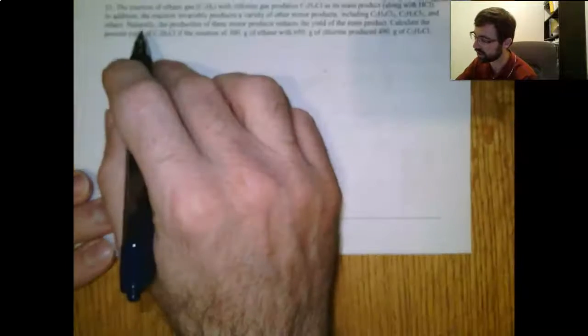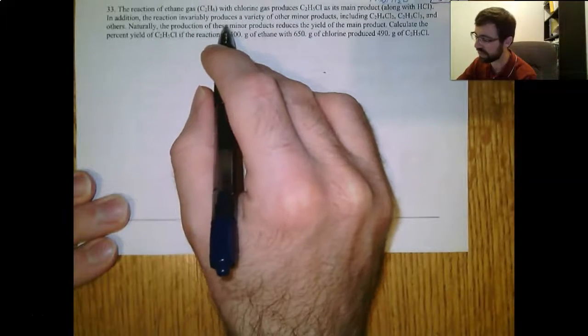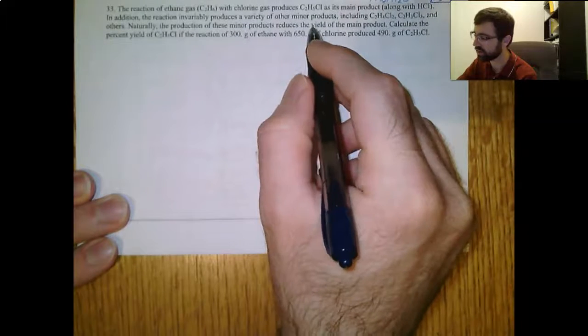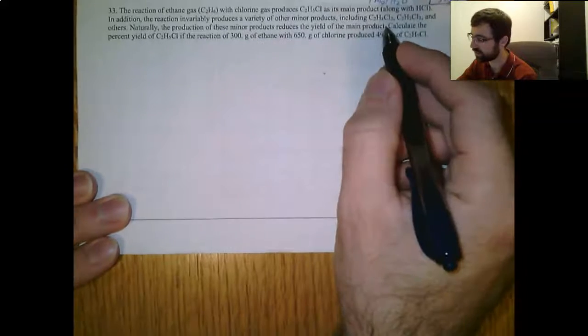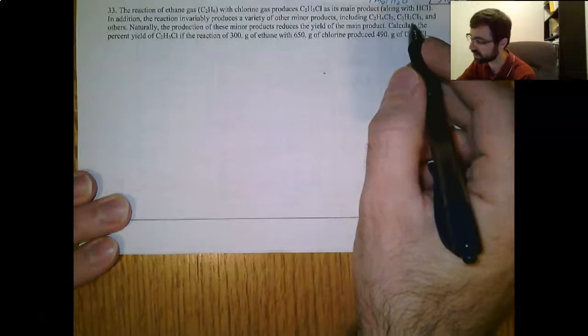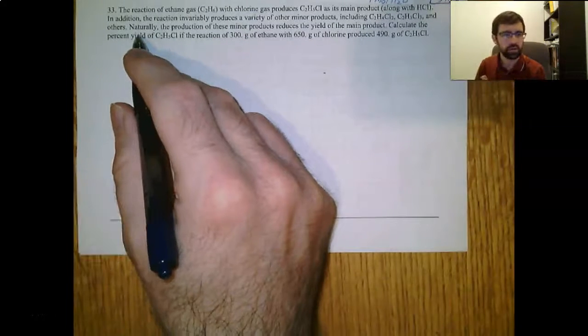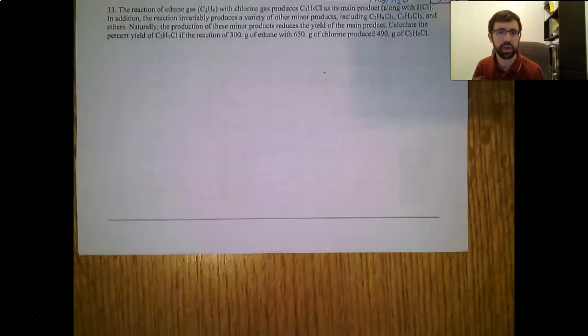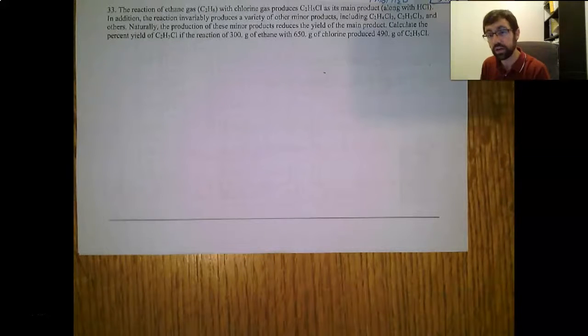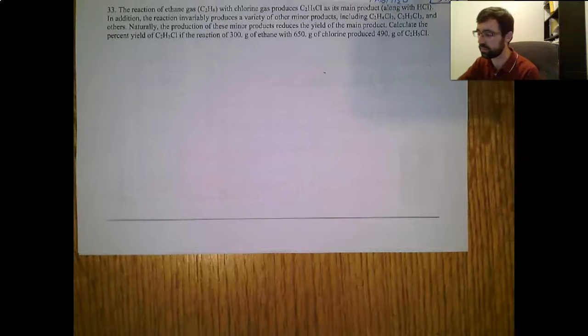It says in addition, the reaction invariably produces a variety of other minor products, including C2H4Cl2, C2H3Cl3, and others. Okay, don't be too distracted by that. Those minor products don't have to be put in the equation. It's saying that the chemical reaction could produce what we want, or it could take a different chemical reaction. So you don't need to worry about that when you're writing out the chemical equation. It's just going to be the major products.